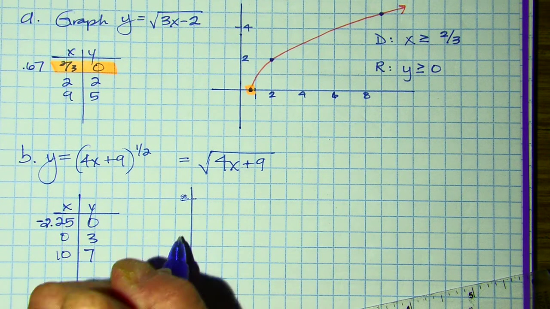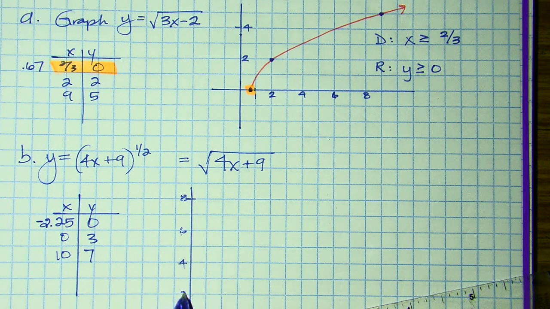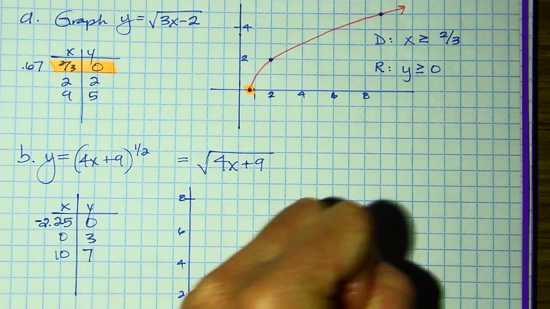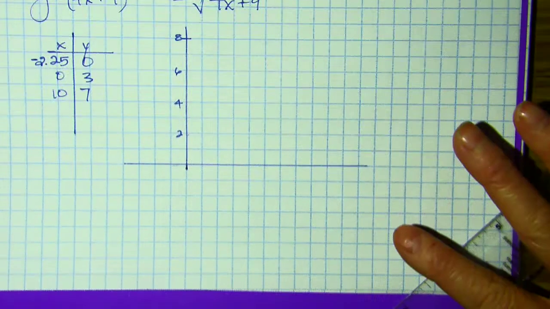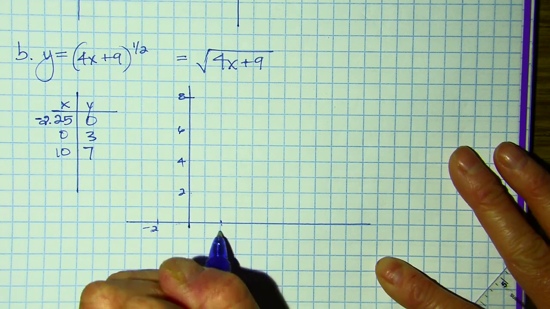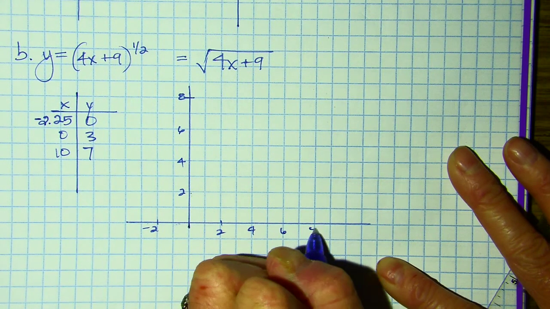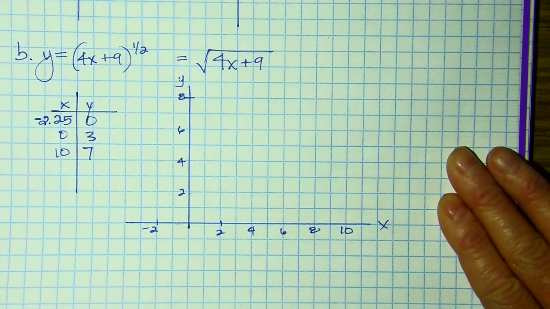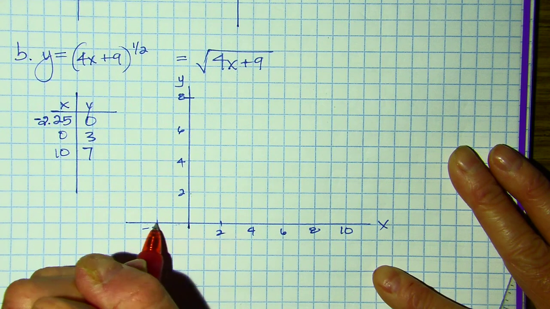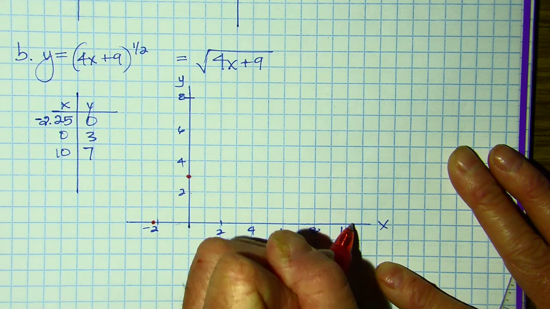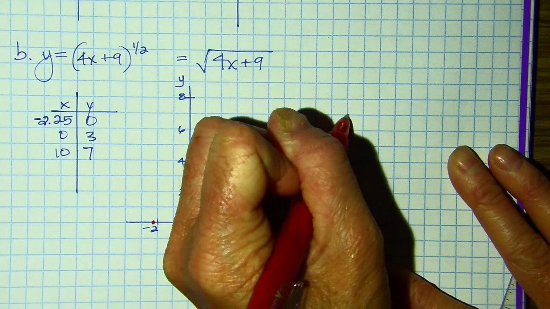So 8, 6, 4, 2, that would put this at 0. I'm going to move that up, my bad. And here's negative 2, 2, 4, 6, 8, 10. Here's x, and this is y. So my first point is at negative 2.25 and 0, 0, 3, and 10, 7.